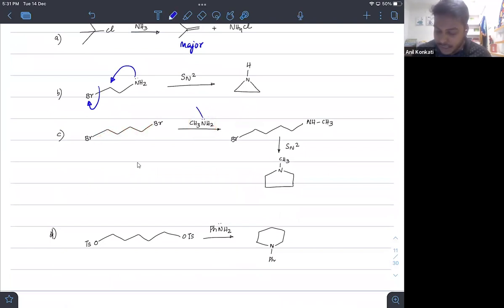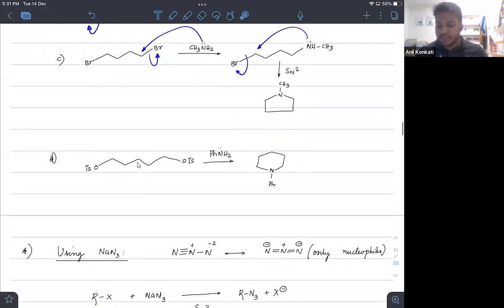this N will attack here, remove the bromine first, and once you get that, again the lone pair present on it will attack here, removes bromine. So we will get this 5-membered cyclic form, which is pyrrolidine, right? Remember, just now we have learned that.